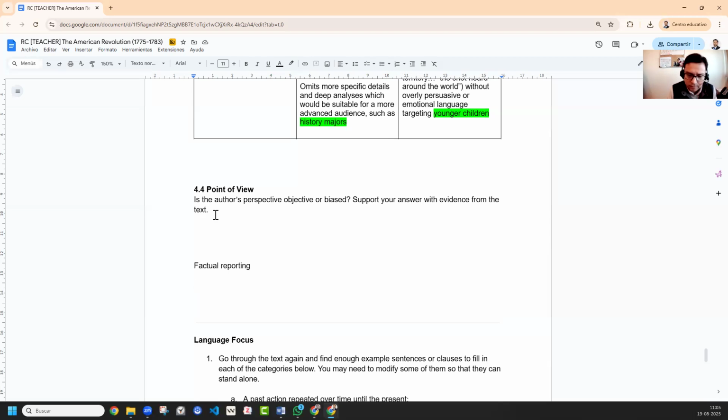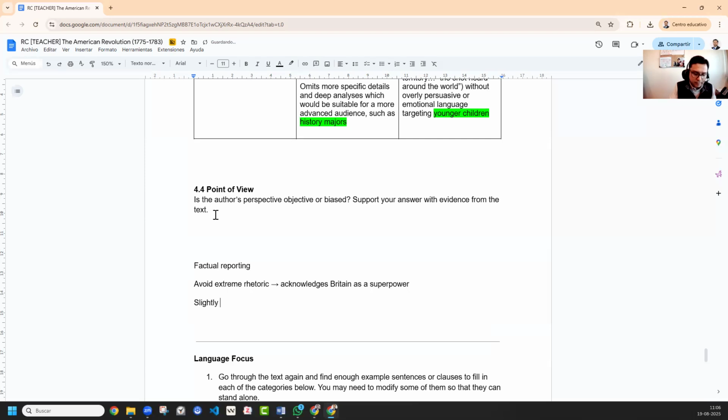So he also avoids extreme rhetoric: despite being in favor of the American colonists, the author avoids extreme rhetoric. So, for example, he acknowledges Britain as a superpower. And as we already said, it is slightly biased towards the colonists.